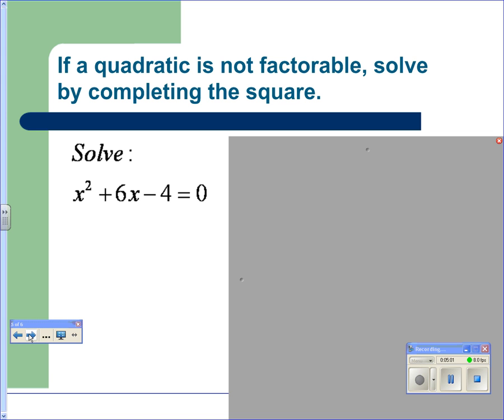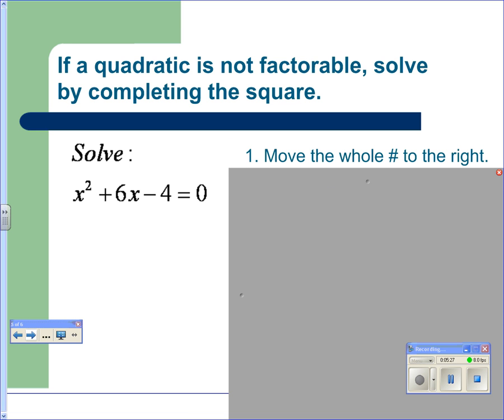So, can you factor this one? What multiplies give you 4? 1 and 4? And what else? Do those add up to 6? Not at all. So, if you cannot factor it, you're going to use completing the square. Okay? So these are the steps. I'll let you write them down first, and then we'll actually do a problem.